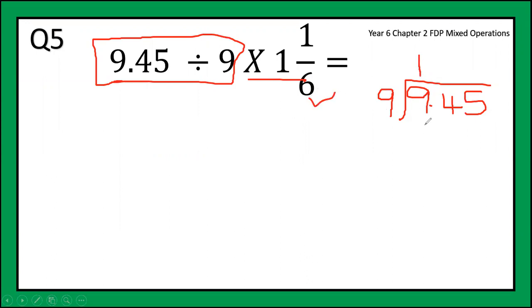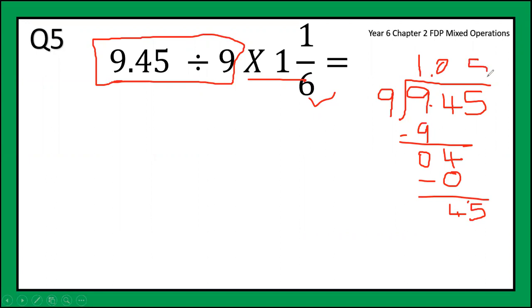So let's do this. 1 times 9 is 9. 9 minus 9 is 0. Bring down your 4. 4 divided by 9, I don't have anything, so I must put a 0. 0 times 9 is 0, 4 remainder. Bring down the 5. Here, 45. 45 divided by 9 is 5.